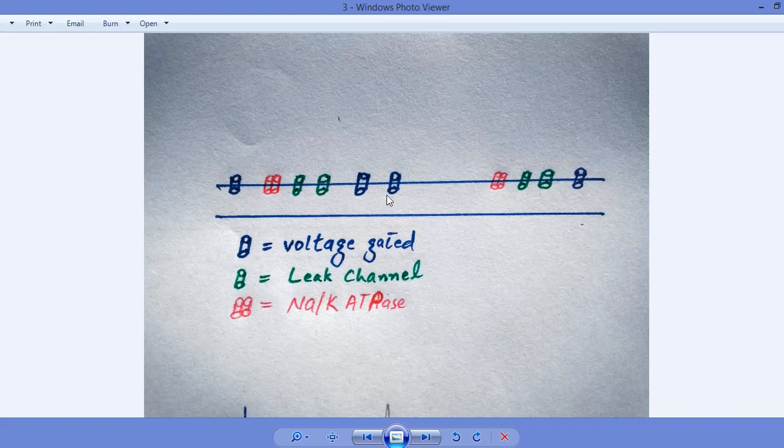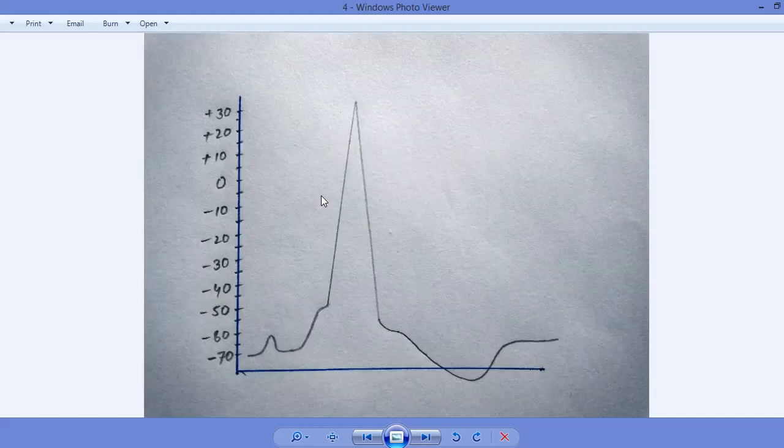So the leak channel will decrease the electric potential from minus 70 to minus 90. It can reach up to minus 100. So this decrease in the electric potential of the internal environment, due to the leak channel or due to further repolarization, is called hyperpolarization.